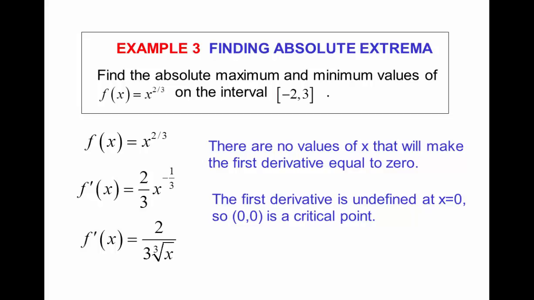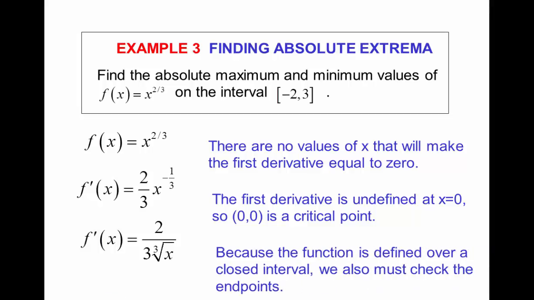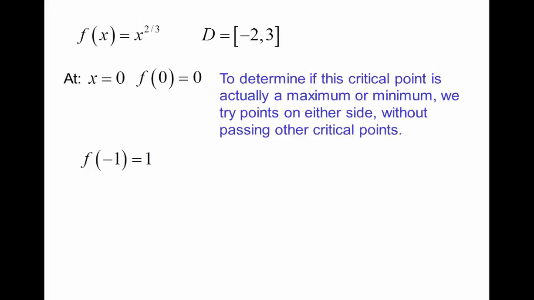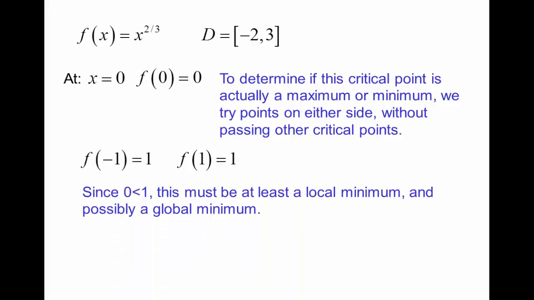So I need to test out 0, -2, and 3. I have to check those points as far as maxes and mins, okay? So I've got to check the endpoints. Let's check the critical point first. What happens when I plug in x equals 0 in the original? You get 0. What happens if I plug in -1? I'm just going to go on the other side of it. Get 1. If I plug in 1, you get 1. So what happens on either side? If I'm at 1, does that mean that has to be a minimum? Right? So that's a minimum. Okay, it's a global minimum.